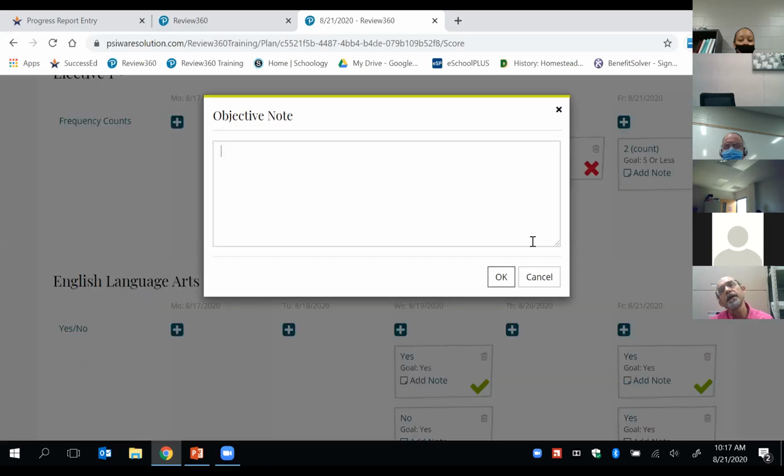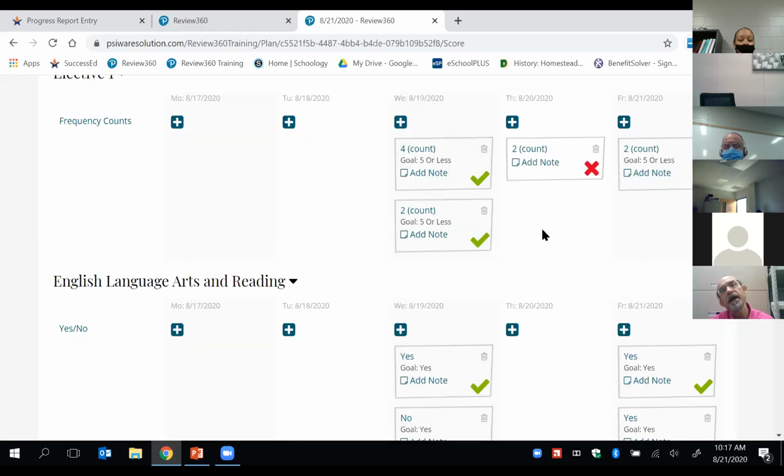And you should always add a note, especially if it is an academic goal, to at least specify what the student was engaged in or what the activity was, at a minimum specifying the assignment or the activity, but you might also want to include any other information. If the student needed extended time or any other supports or information that you want to document for future usage. Again, if you thought it was important to put on paper data collection as a written note, that's where you would add it in Review 360.